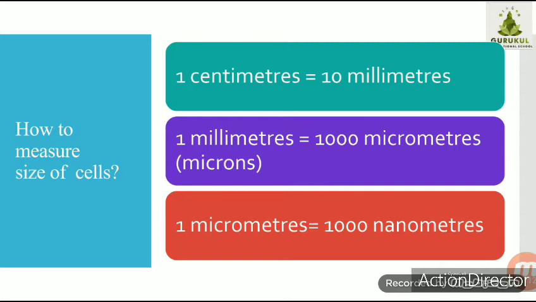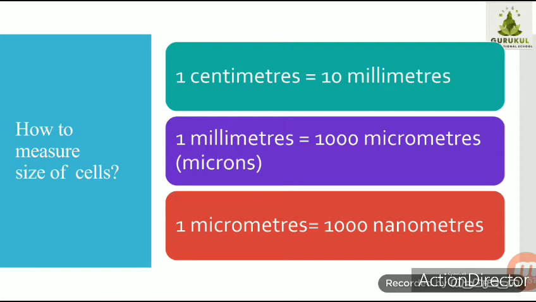Next, 1 millimeter distance. You can take out your scale and see 1 millimeter distance. That 1 millimeter distance is equal to 1000 micrometers. Correct? Means that small 1 millimeter distance, if you divide it into 1000 parts, you can imagine how small that 1000th part of 1 millimeter will be. So 1 millimeter is equal to 1000 micrometers. In short form, micrometers are also called microns.